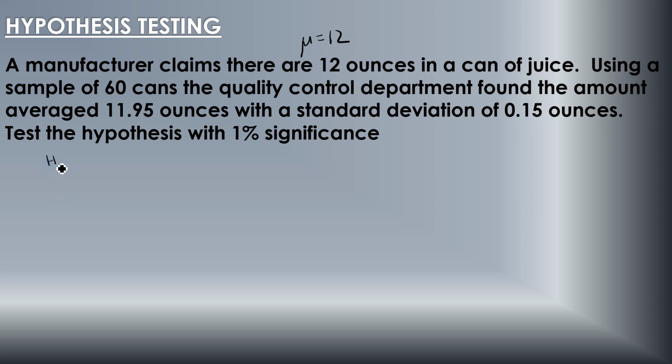So first, identify our null and alternative hypothesis. So they said the mean equals 12, and this is their claim. So our alternative is the opposite of that. It's not 12. Next, we find our z-score. So I won't read to you exactly what I'm doing. I'll just write it down.